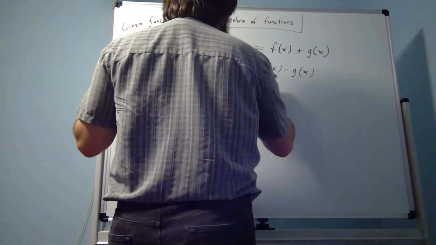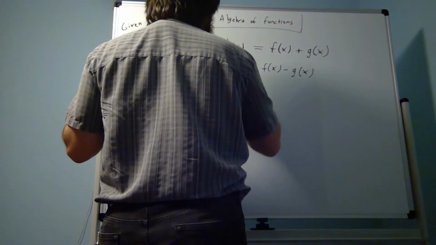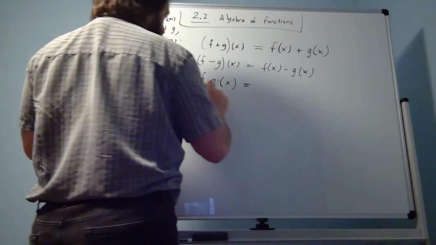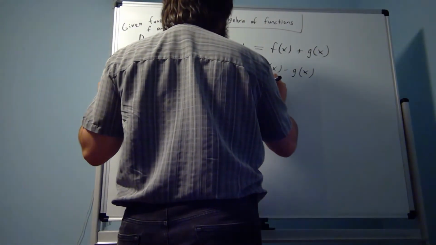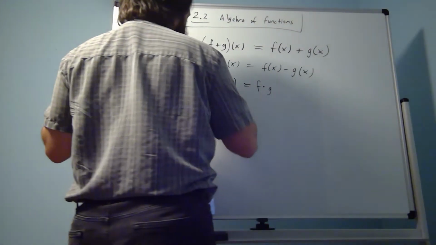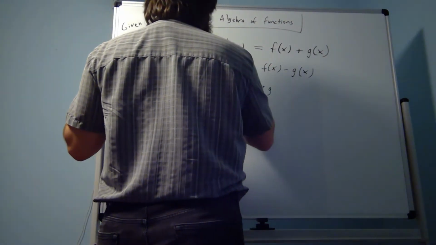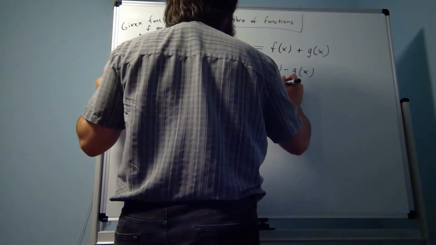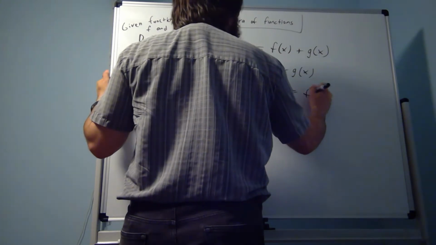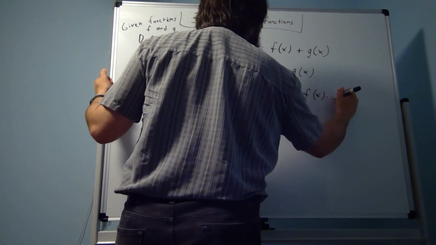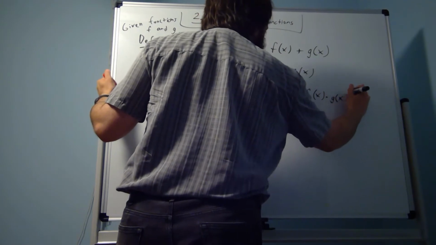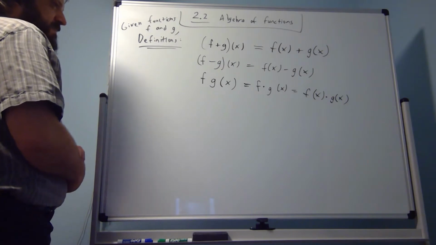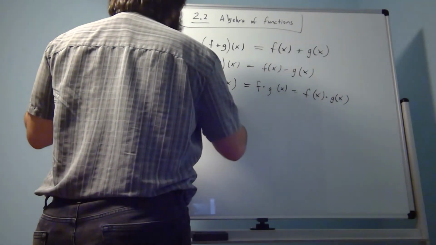It's this third one here. If they write absolutely nothing at all in between, then that's like multiplication. Like if you have xy, that's x times y. fg is understood to mean that. Usually I see it written with the times. fg is a brand new function, and by definition you take f of x and multiply that by g of x. So f times g of x is just f of x times g of x.